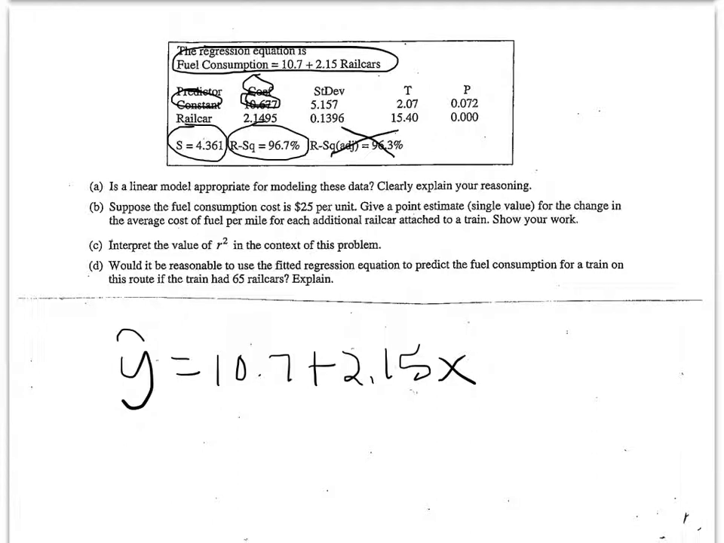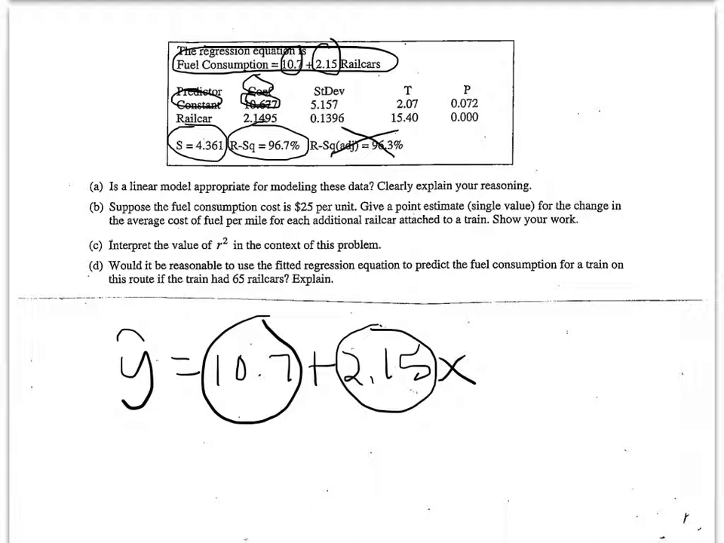Constant coefficient, that's the y-intercept, 10.667, and I can see that because, boom, that's the y-intercept in the equation. The coefficient on rail cars, the coefficient on the explanatory variable, that's the slope in the regression, 2.1495. They just rounded it here to 2.15. And then the standard deviations also match up there.